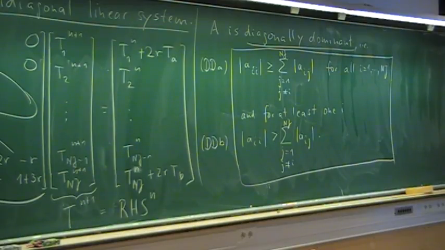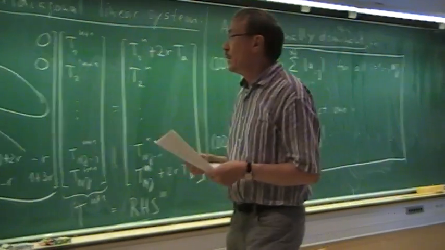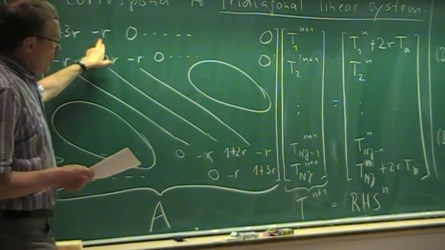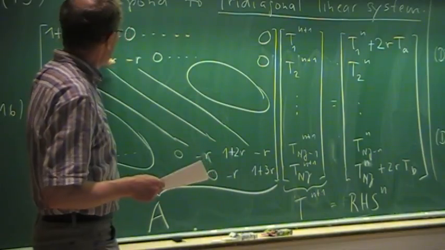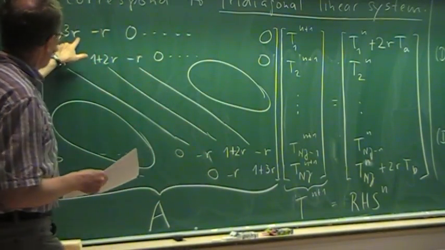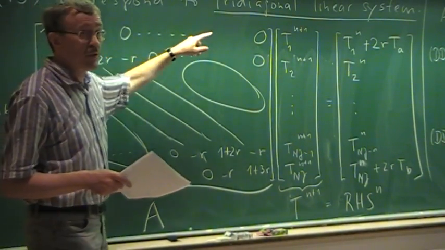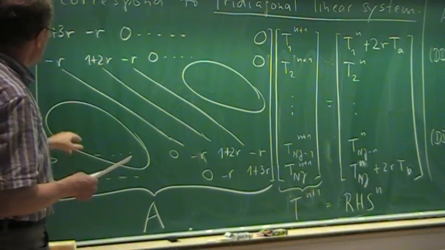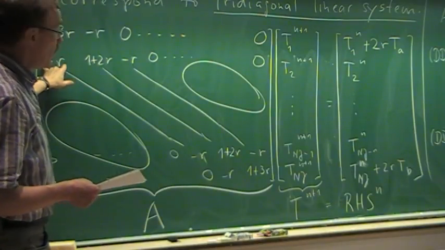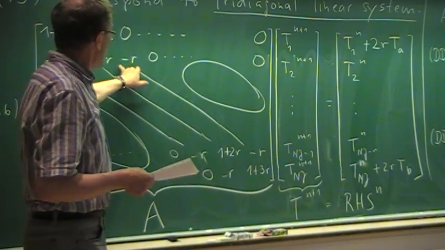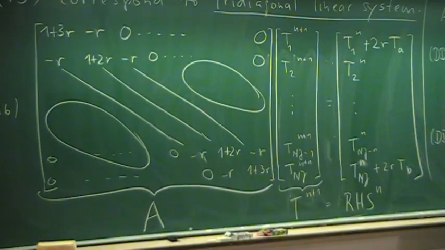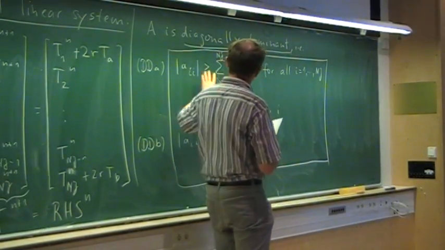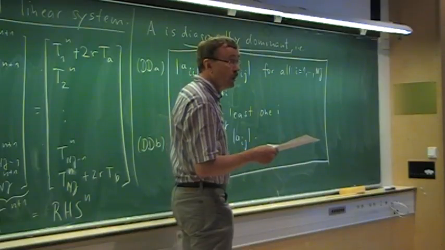Let us check that for our matrix. So i is equal to 1. A11 is 1 plus 3r. First off the diagonal, which is then the A12, is minus r. Absolute value is r. So 1 plus 3r is clearly larger than r. Here we have nothing, it's 0. So it's fulfilled. For these here, we will have 1 plus 2r is clearly larger than the absolute value of minus r, which is r, plus the absolute value of minus r, which is r. So that means these, in this example, for the second to the row nj plus 1, this is 1 plus 2r, and this is 2r. So then we have this fulfilled even for all i in our case.